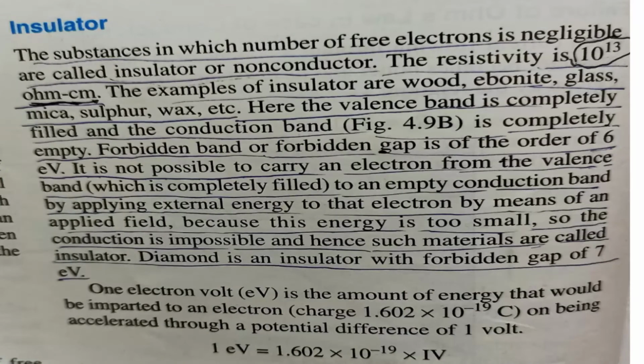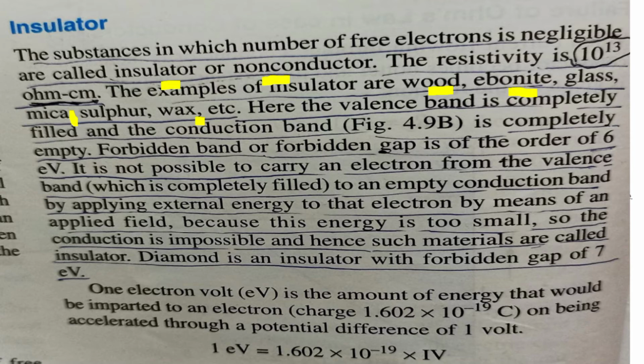Okay, so let's see insulators. Insulators do not allow the passage of current, meaning they do not contain free electrons. Substances in which the number of free electrons is negligible are called insulators or non-conductors. The resistivity is 10 to the power 13 ohm centimeter. Examples of insulators are wood, ebonite, glass, silica, sulfur, mica, wax, etc.